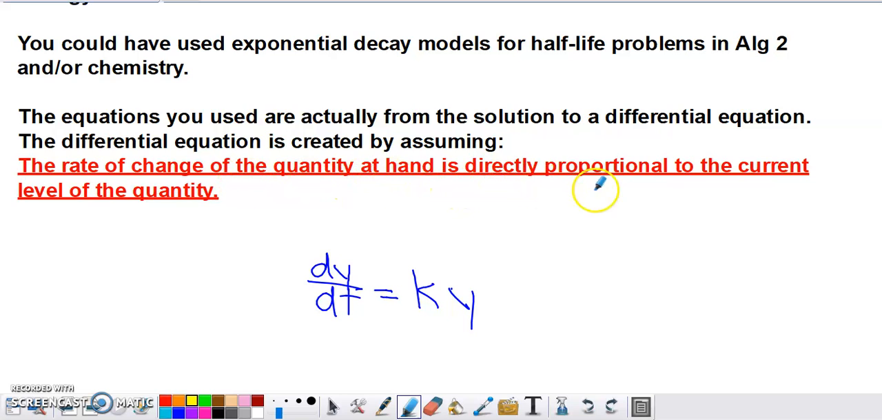So the rate of change is directly proportional to the current level of the quantity. Well, if the rate of change of the quantity is dy/dt, then the current level of the quantity is y. This statement gives us this derivative. If we can solve this differential equation, we then are going to have a solution that can be used to model anything that would make this assumption. Population growth, radioactive decay, even continuously compounded interest. You're constantly gaining value, so the rate of change of that account value is directly proportional to the current amount that's in that investment.